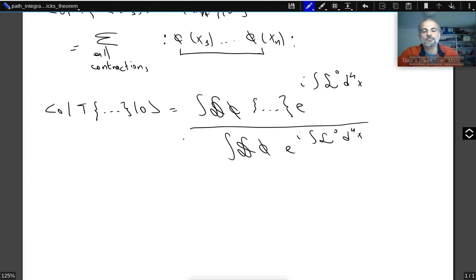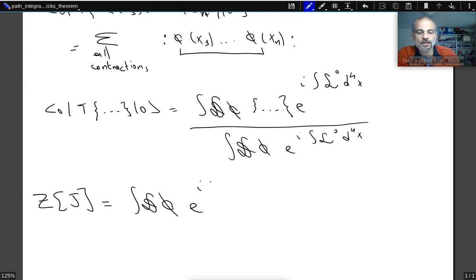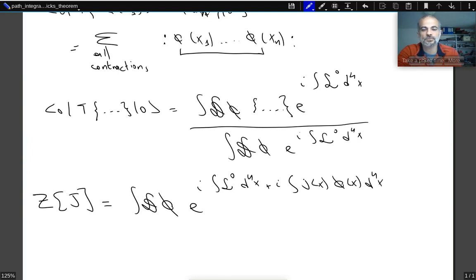Now, before proceeding, let's define one quantity. J will be our function. So we will define Z of J as the integral D phi e to power i integral L0 d4x plus i integral j of x phi of x d4x. This is what we will be calling the source term.